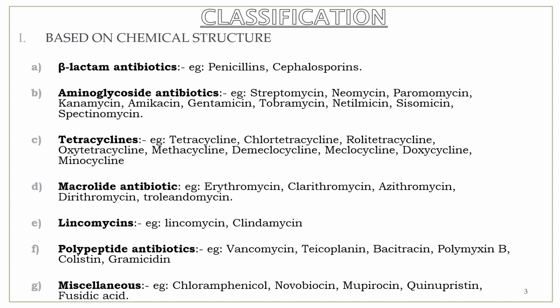First one is beta-lactam antibiotics. Examples: penicillin, cephalosporins. Second one, aminoglycoside antibiotics. Examples: streptomycin, neomycin, paromomycin, kanamycin, amikacin, gentamicin, tobramycin, netilmicin, spectinomycin. Third one, tetracyclines. Examples: tetracycline, chlortetracycline, rolitetracycline, oxytetracycline, metacycline, demeclocycline, meclocycline, doxycycline, minocycline.